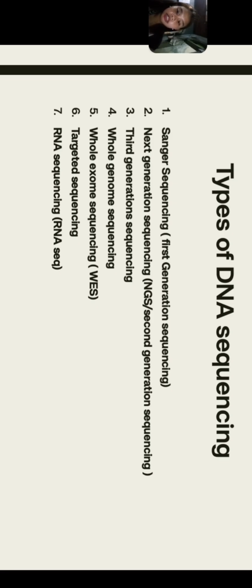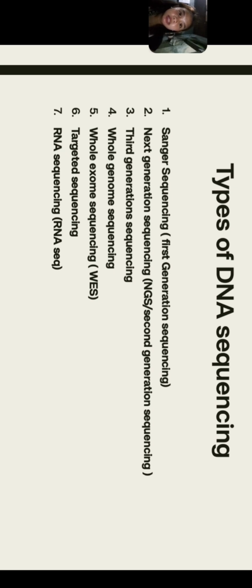Second, next generation sequencing. Fast, many sequences at once. Faster and cheaper than Sanger. Can read millions of DNA species at the same time. Commonly used for large-scale research and crop genomes.